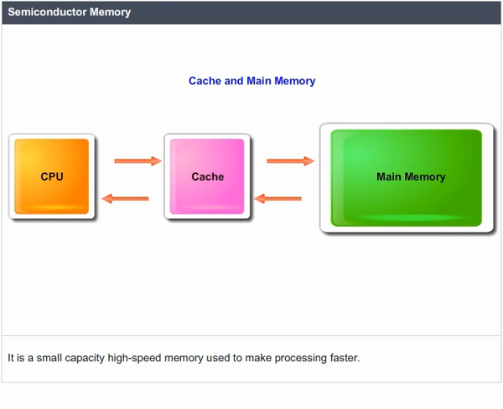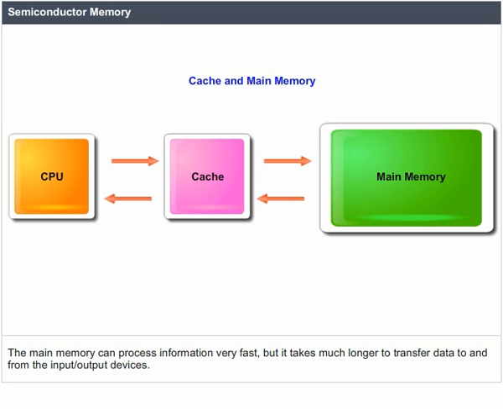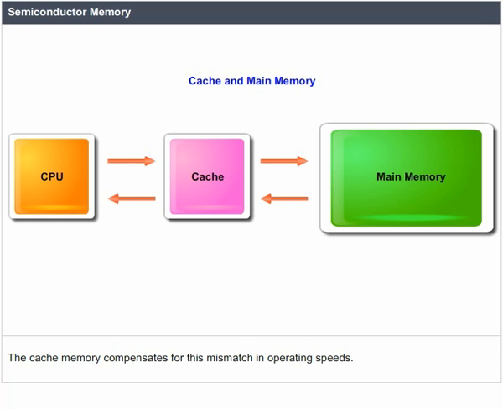Cache memory. It is a small capacity, high-speed memory used to make processing faster. The main memory can process information very fast, but it takes much longer to transfer data to and from the input and output devices. The cache memory compensates for this mismatch in operating speeds. It holds those parts of data and the active program which are most frequently used. Thus, the performance rate of the CPU improves.